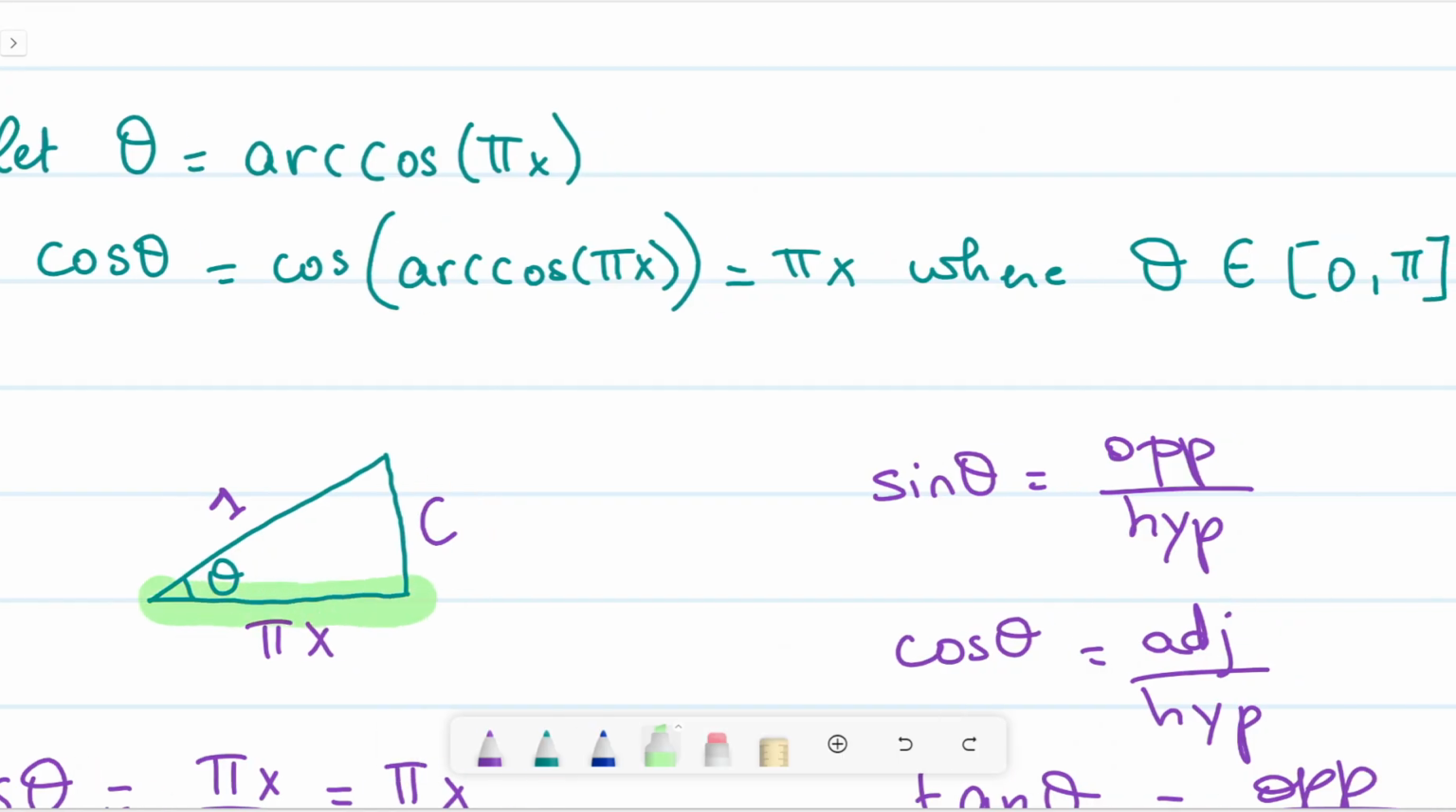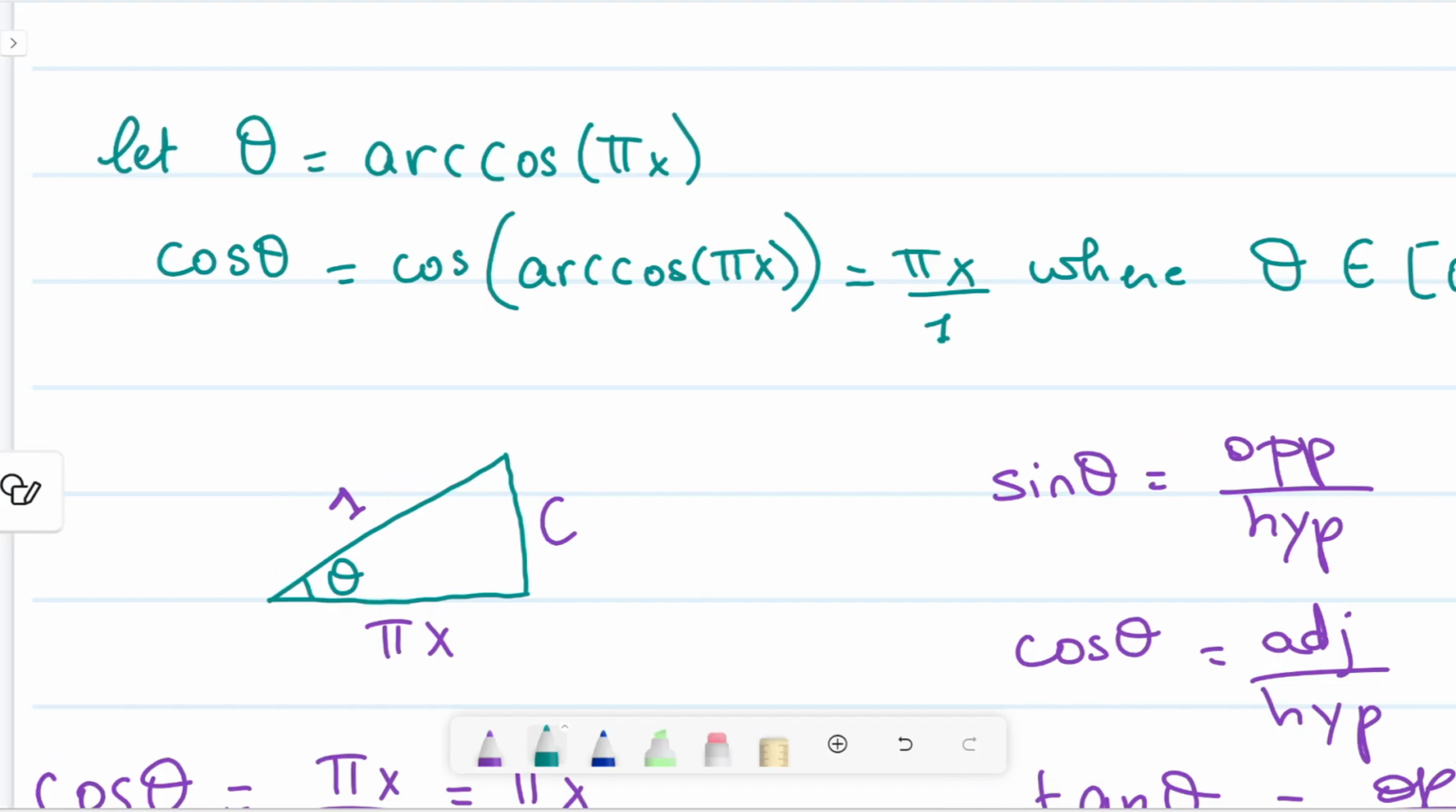So we will go back to our triangle. The adjacent side is this side I'm highlighting right now, and the hypotenuse is this side. Since we know that cosine theta is pi x, this is the same as writing pi x divided by 1. So, since cos of theta is adjacent over hypotenuse, we set our adjacent side to be pi x, and we set the hypotenuse to be 1. Now, we still have one missing side, which is the opposite side. We let this side be c. C is an unknown for now.